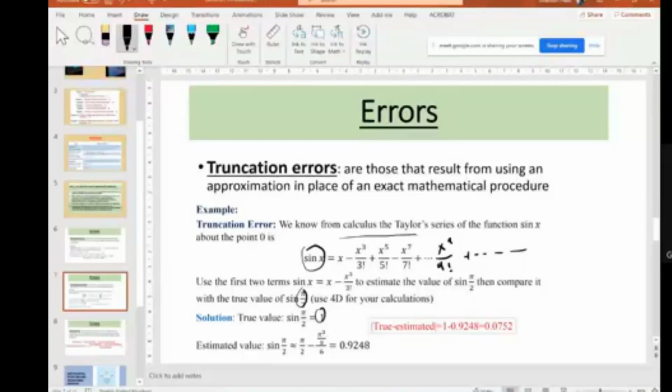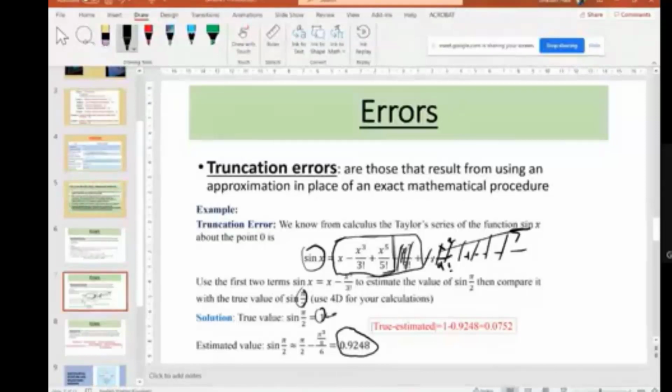If I use this series and I ignore the rest of the terms, if I take just these 3 terms, I will get a number near to 1 but not 1. This is named truncation error. If I didn't take all terms, if I just take 2 or 3 terms from the equation.